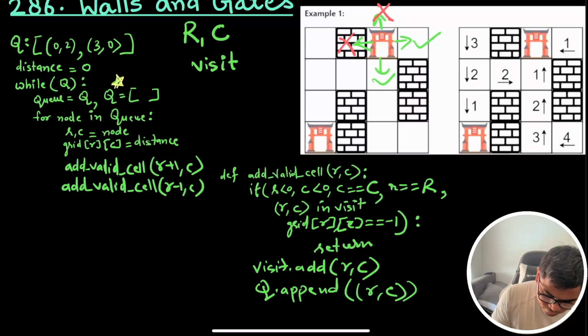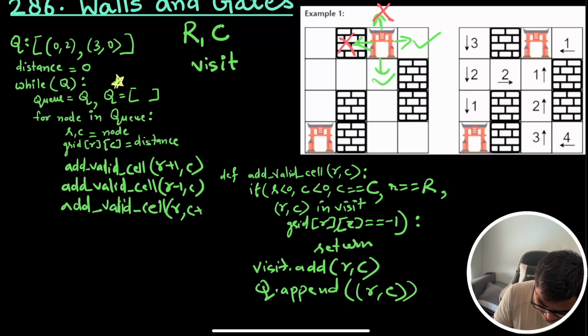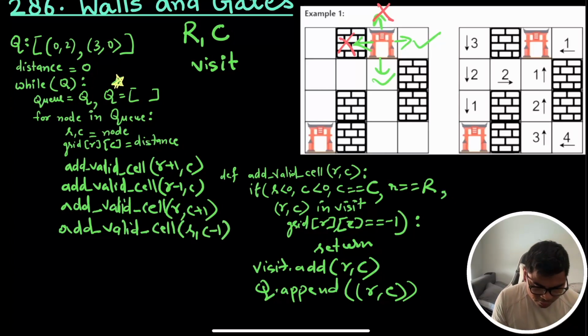And also have explore sideways for columns. So side neighbors, basically the left and right cell. So you'll be changing the column for them, C plus 1, and then add valid cell for row remains same, C minus 1. So now these have been added.